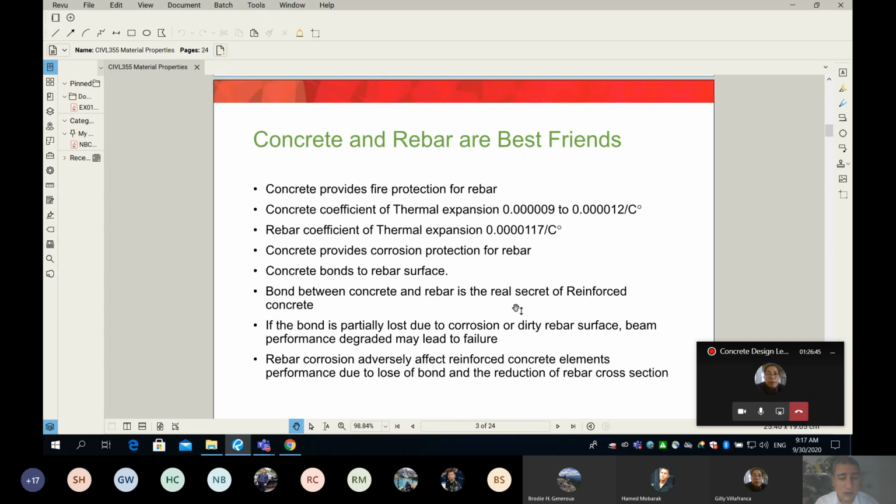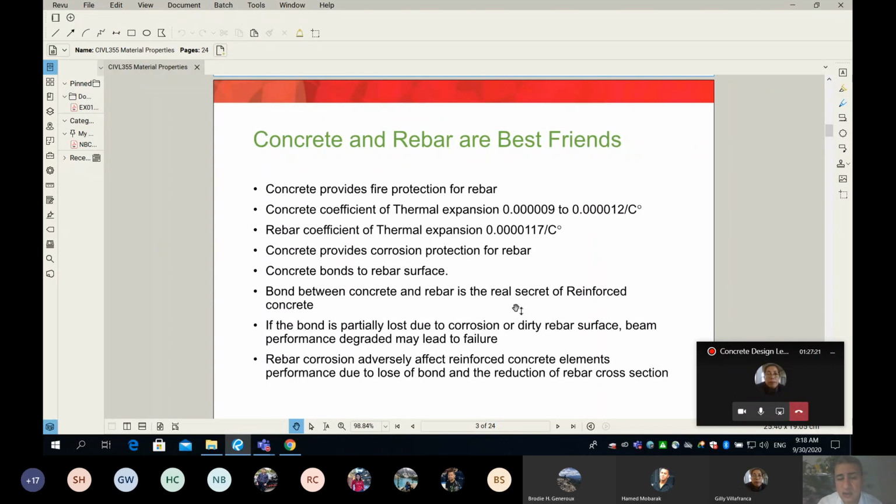One of the main secrets that nobody pays attention to in reinforced concrete is the bond. The bond between rebar and concrete is really the secret. And I wrote it here explicitly: the bond between concrete and rebar is the real secret of reinforced concrete. If they don't bond to each other, they don't perform together, they perform independently, and your beam is going to fail. Every time I have rebar and I pour concrete, it sticks to the surface of my rebar, a very good bond, and my beam will perform very well.